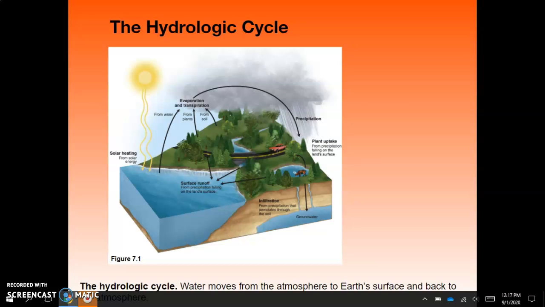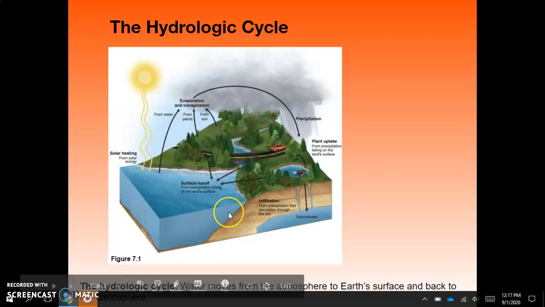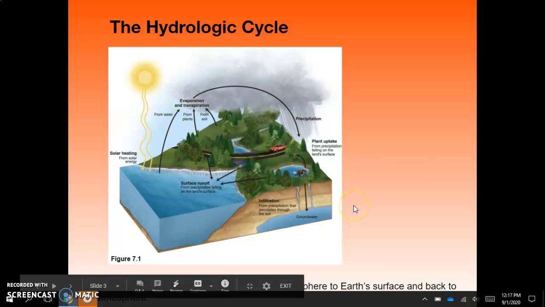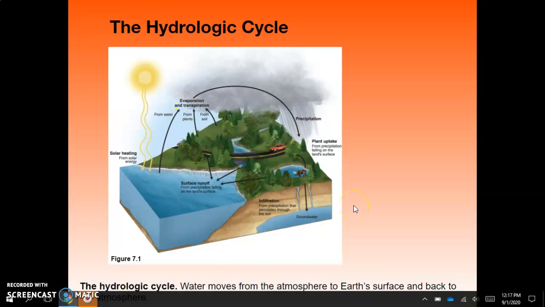Okay, so here's just a depiction of how water moves through the hydrologic cycle. These pictures in your textbook and in this PowerPoint are going to be really good references for you guys during this lesson, and also as you prepare for your first test. The arrows are showing us how the water actually moves through the cycle. First we can start with the sun.